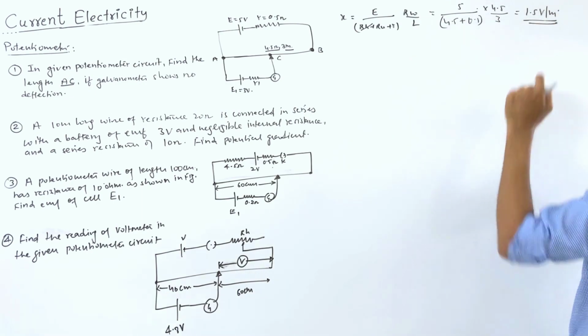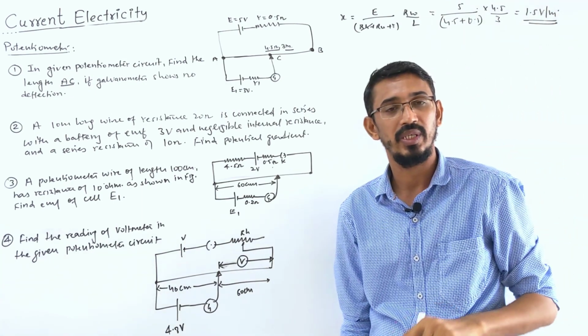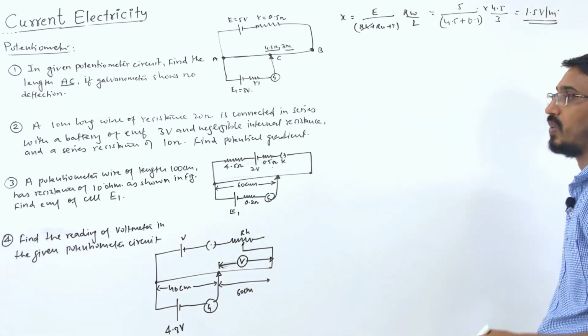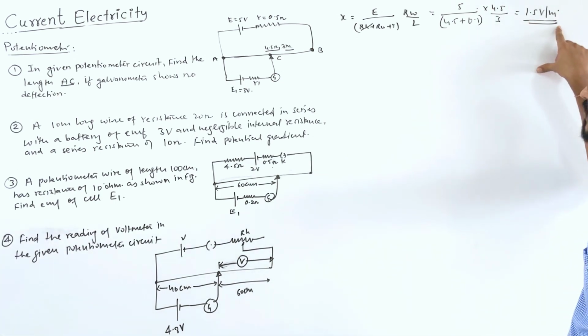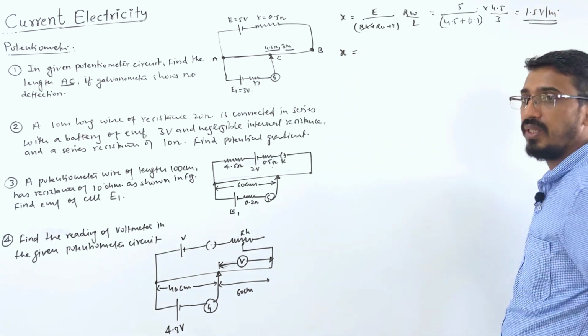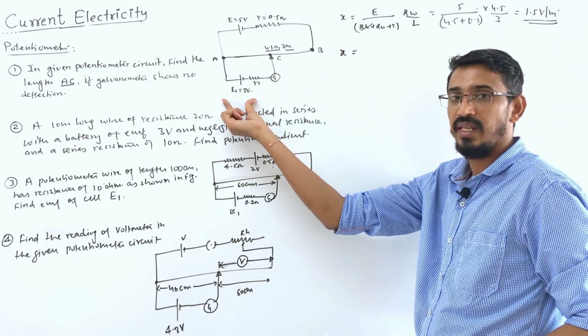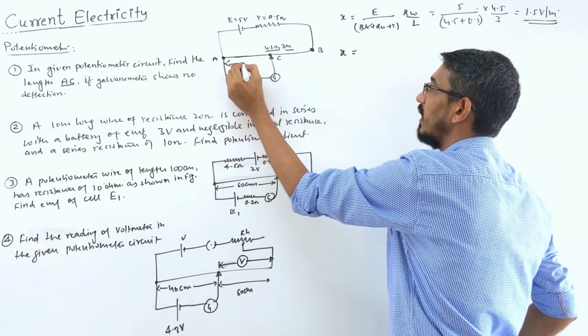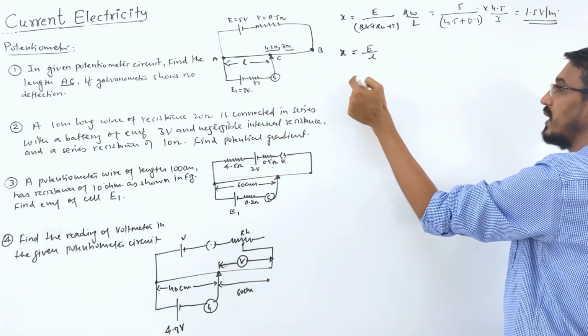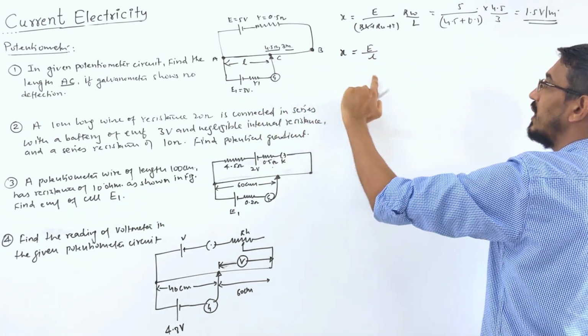You have to give attention to the unit also. Sometimes the length is given in centimeters, then you get volt per centimeter, so convert it into the SI system and do proper calculations. So 1.5 volt per meter, done. Now what do we need? The potential gradient X is also equal to the EMF of the cell divided by the balancing length, let's call it small l. So it is E divided by the balancing length. We know E, we have to calculate the balancing length l.